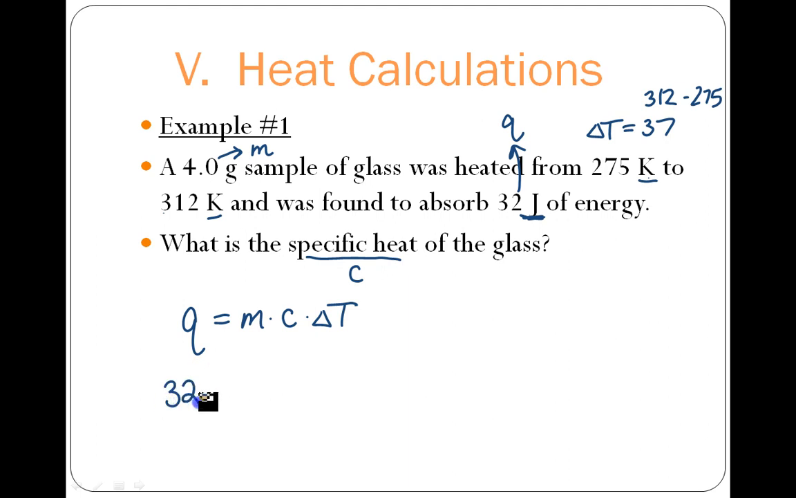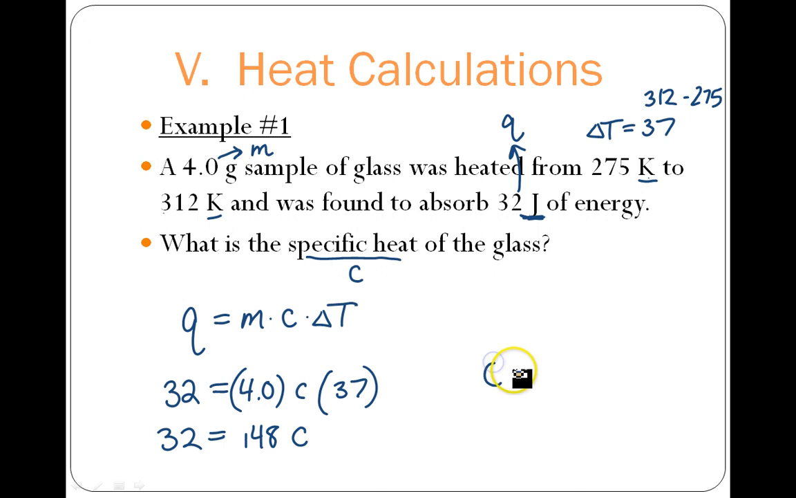So we've got 32 equals 4.0 times C times 37. And then we'll do 37 times 4. Turns out to be 148 C, and that equals 32. So the value for our specific heat is going to be 32 divided by 148, which is 0.216216. Oh, that's kind of funny. And our units, since our Q is in joules, our units will be joules per gram degree Celsius.